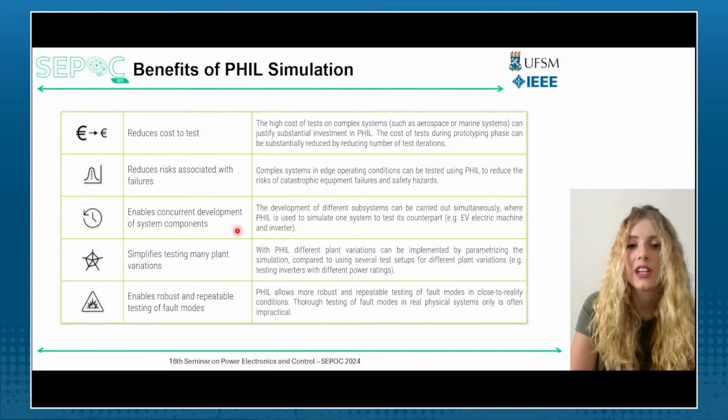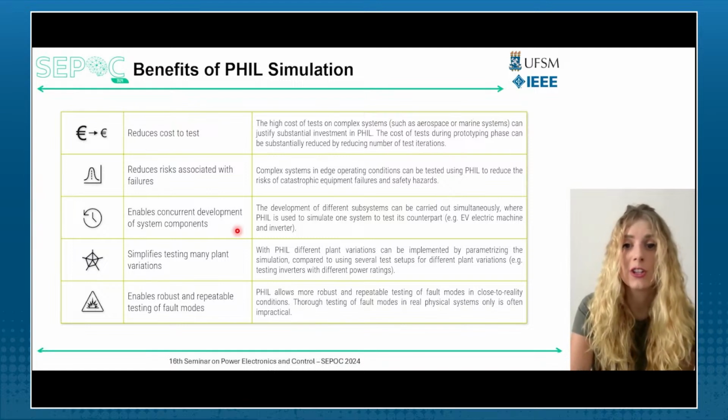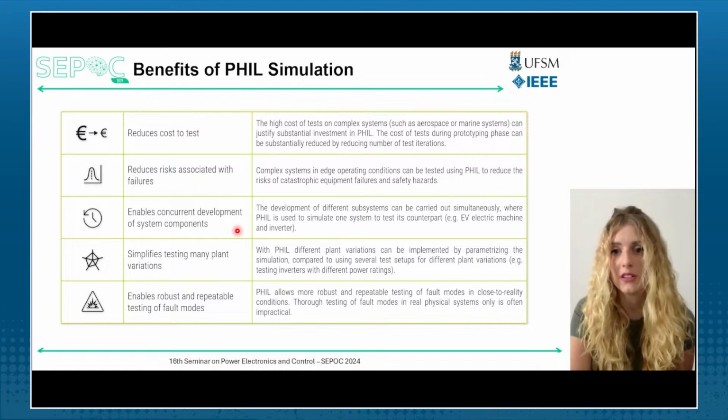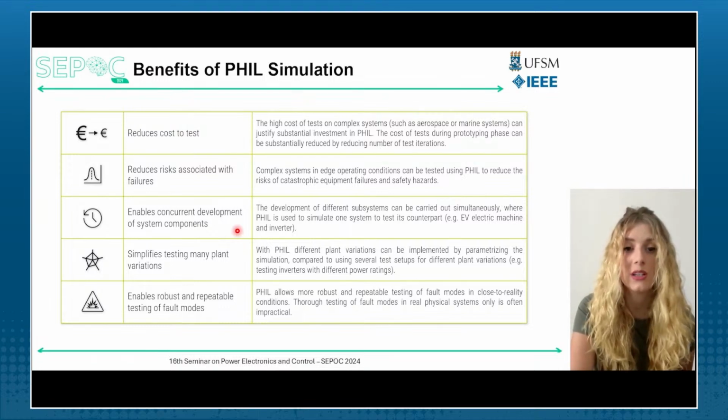And in case you do not have a power hardware in the loop setup, in order to test these different inverters, you will have to have several motors of different power levels. All of this can be replaced with one power hardware in the loop system that can be simply configured by changing different parameters. This simplifies the task significantly and also reduces the cost. And the last thing on the list is also really important, and this is the testing of fault modes, which are typically really impractical to test with a real system.